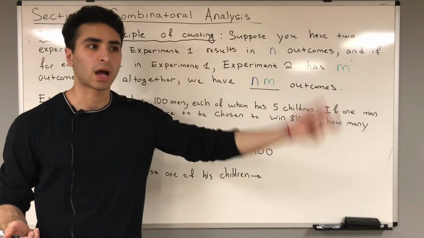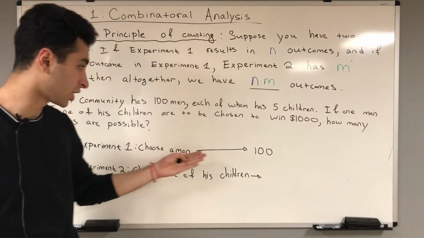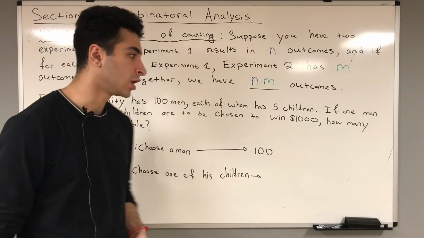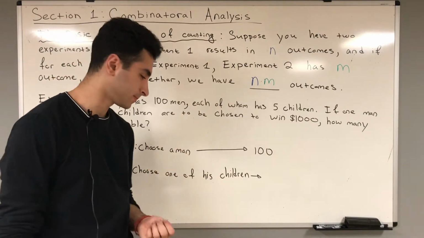So I could pick Bob, I could pick John, but in general, you go by the names and you'll see you have 100 different men to choose from. You can't get more and you can't get less.